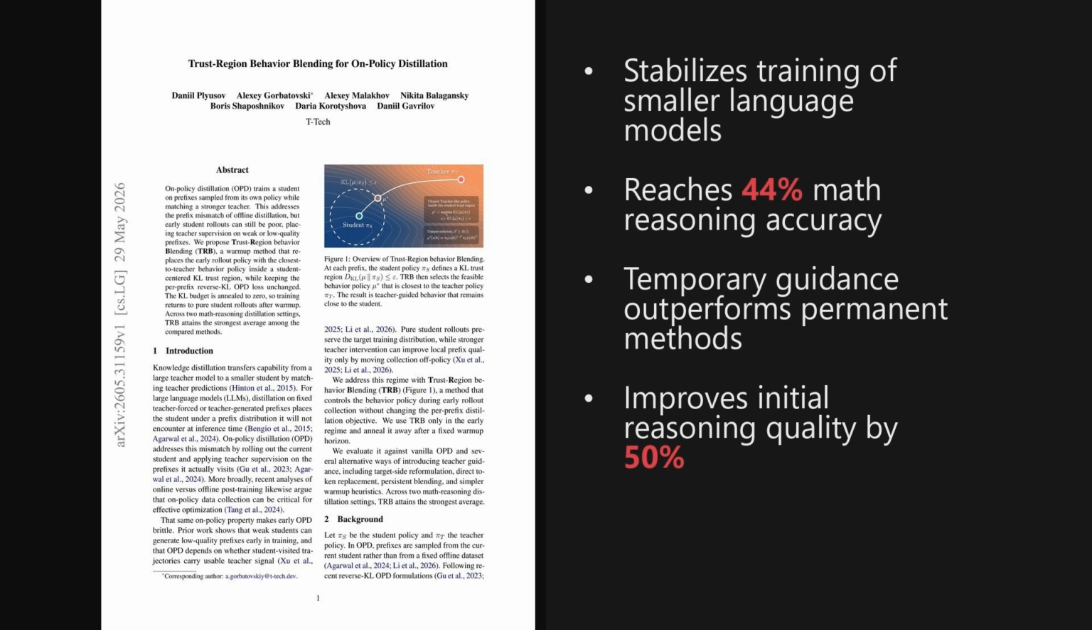Trust region behavior blending proves that temporary guided warm-ups can stabilize on-policy distillation without sacrificing final performance, making the training of smaller reasoning models much easier.